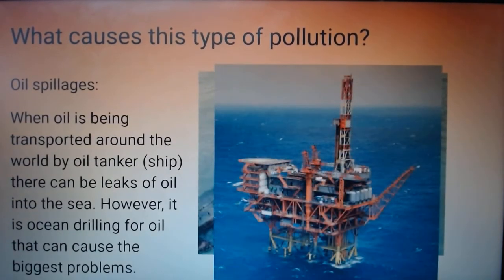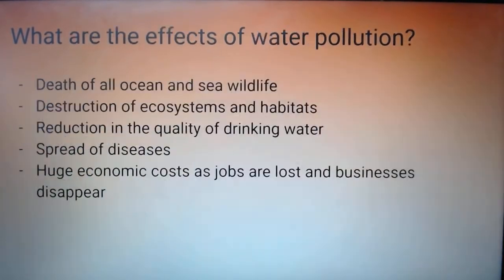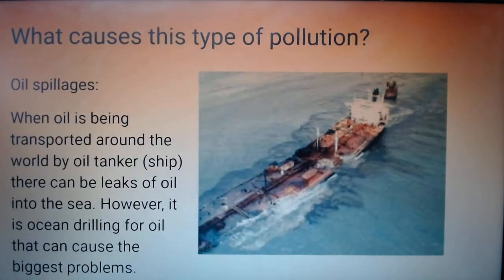Our last one on causes, let me just finish this. Okay, lovely. Our last one on causes then is oil spillages. All right, when oil is being transported around the world by oil tanker or oil ship, there can be leaks of oil into the sea. Now this isn't one ship a day or one boat a year. This is one of the biggest, most valuable industries in the world. Oil is constantly put on these huge ships and transported all over the world every single day. They carry millions of tons of oil.